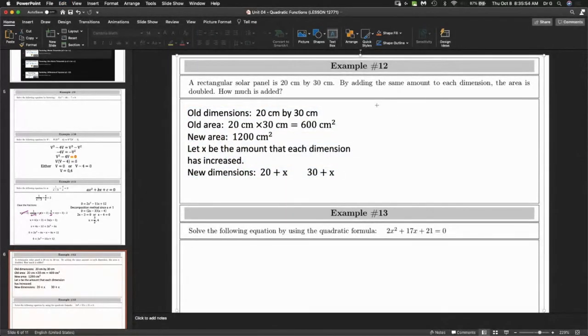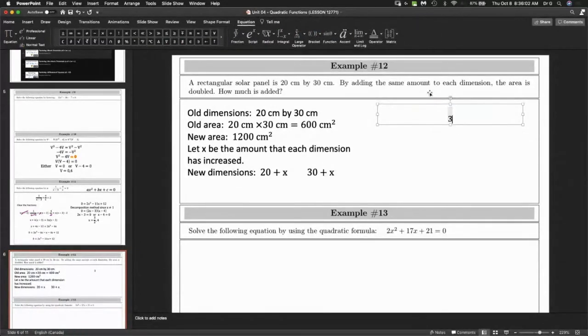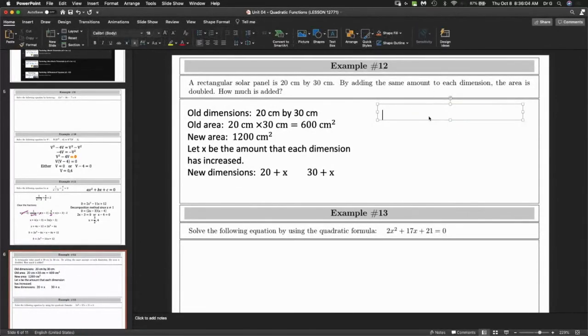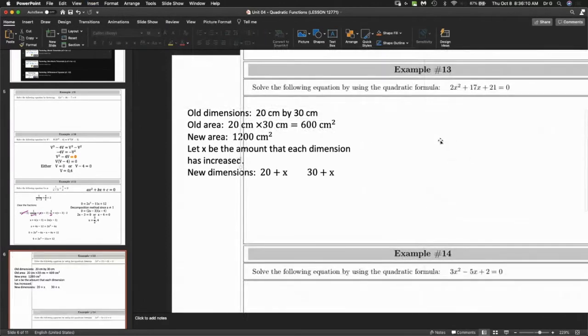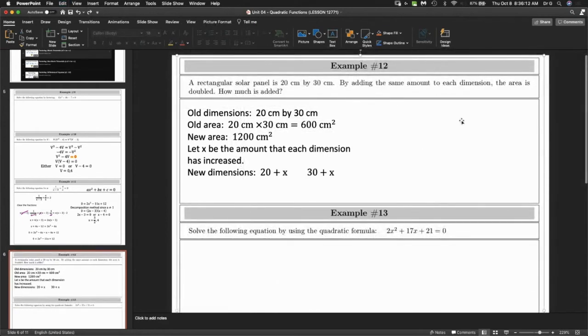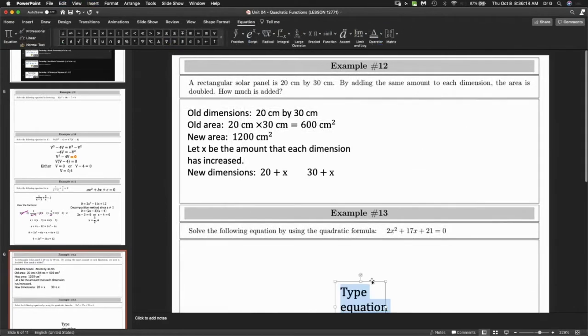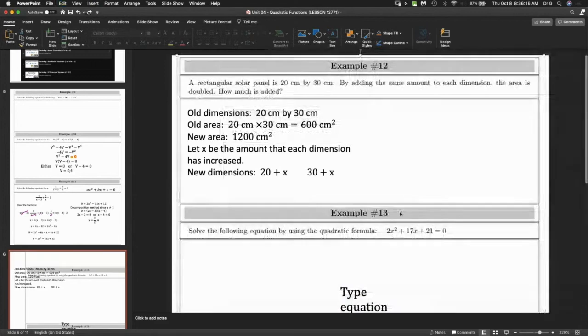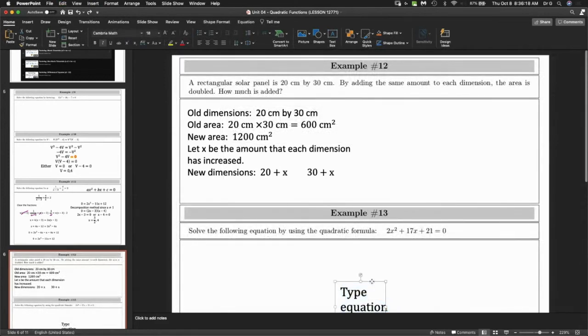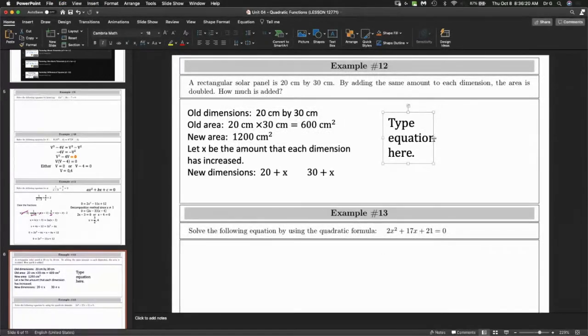So we now know that the new area is, oops, having a little technical issue here.